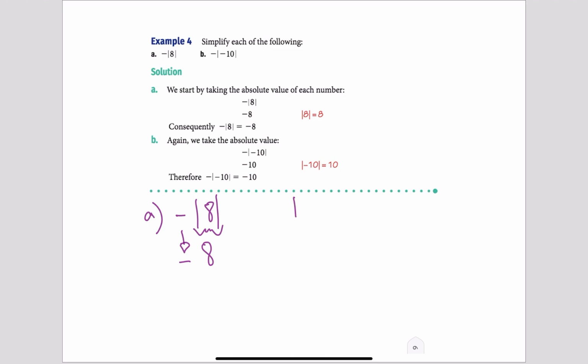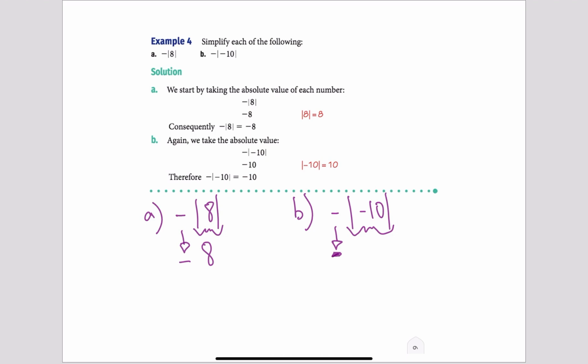Now let's have a look at B. Negative, the absolute value of -10. So the first thing I have to deal with is the absolute value. It's like a grouping symbol. So I'm going to bring down this negative. So I'm going to say whatever I get from this, whatever the absolute value of -10 is, I've got a negative in front of it, and I'm going to have to resolve that afterward. What is the absolute value of -10? Remember, the absolute value of a number is its distance from 0 on the number line, regardless of its sign, the number without its sign.